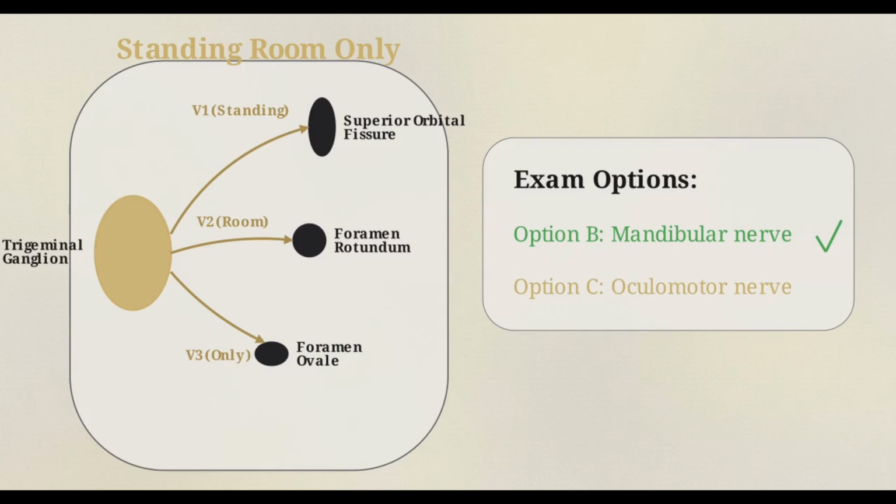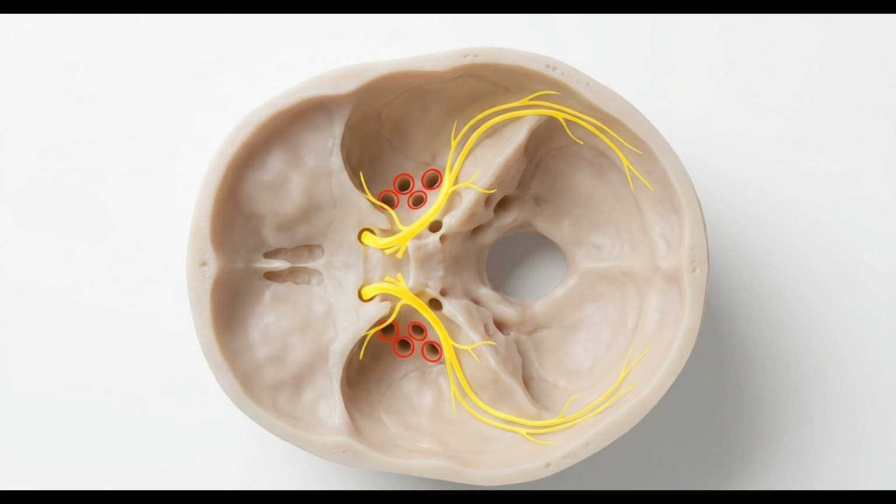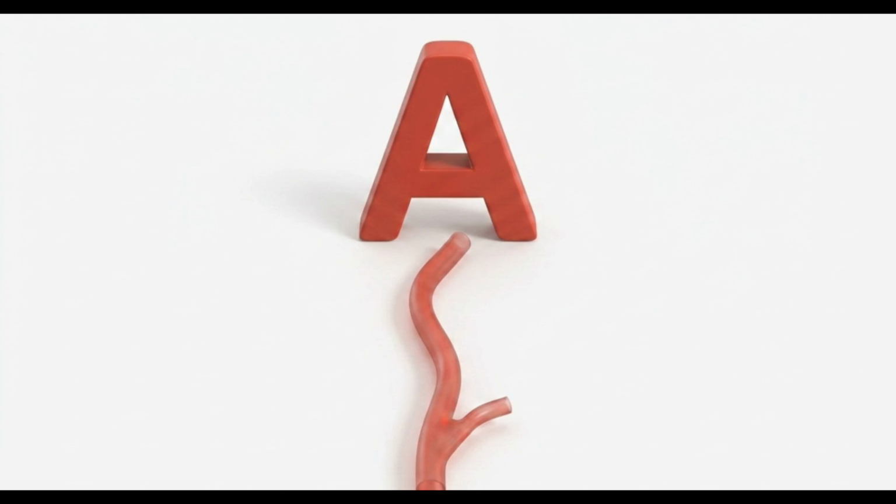Now look at option C, the oculomotor nerve. Examiners put this here as a trap. The oculomotor nerve goes to the eye, so it bypasses the foramen ovale entirely and runs directly through the superior orbital fissure. Option C gets crossed off. Knowing the precise routing of the trigeminal splits keeps you safe from proximity traps that lump all cranial nerves together based on general location. Moving to the vascular structures, the A in our acronym stands for the accessory meningeal artery.